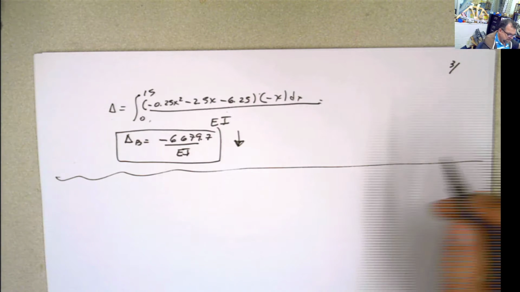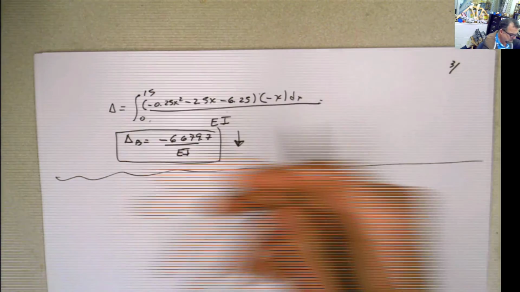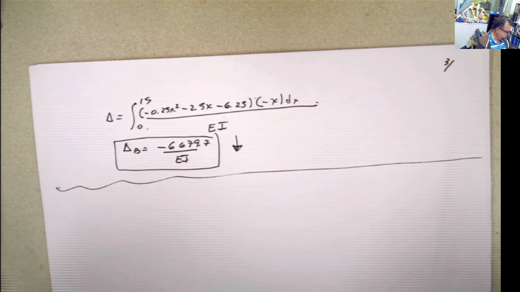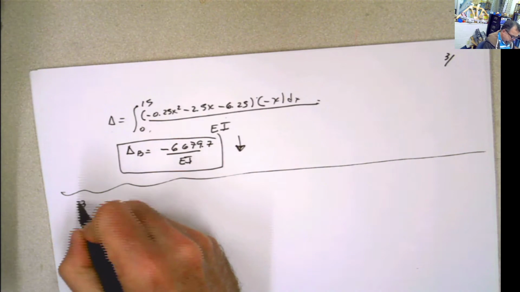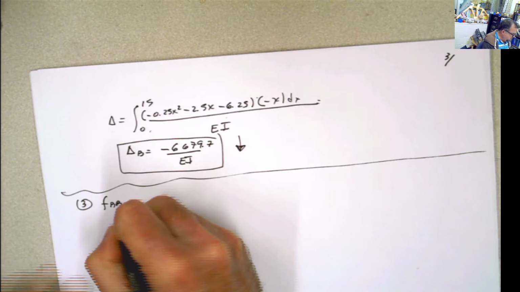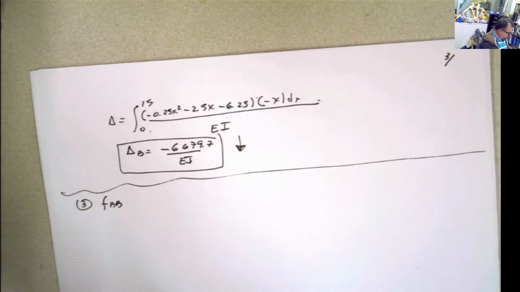Now the next step is, what step is this? Step 1, step 2, step 3. Step 3 is calculate FBB. What is that FBB? What is my page? Where is my page?